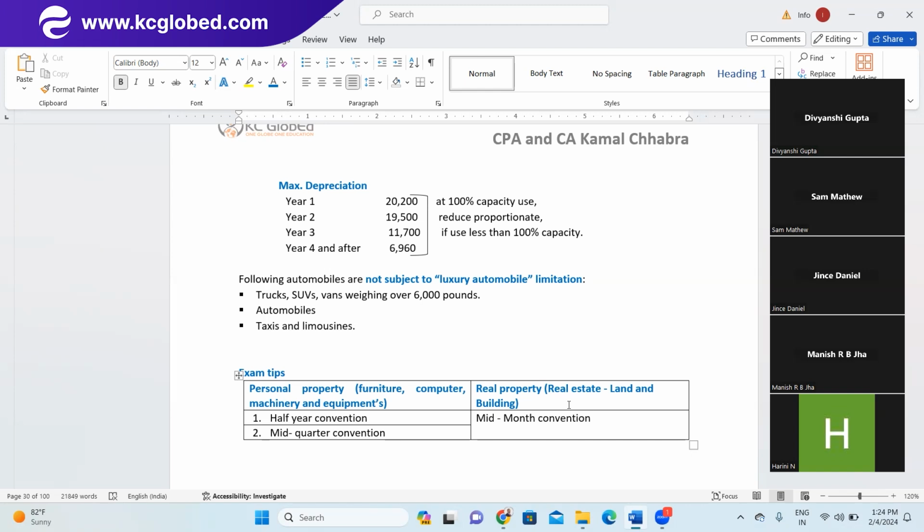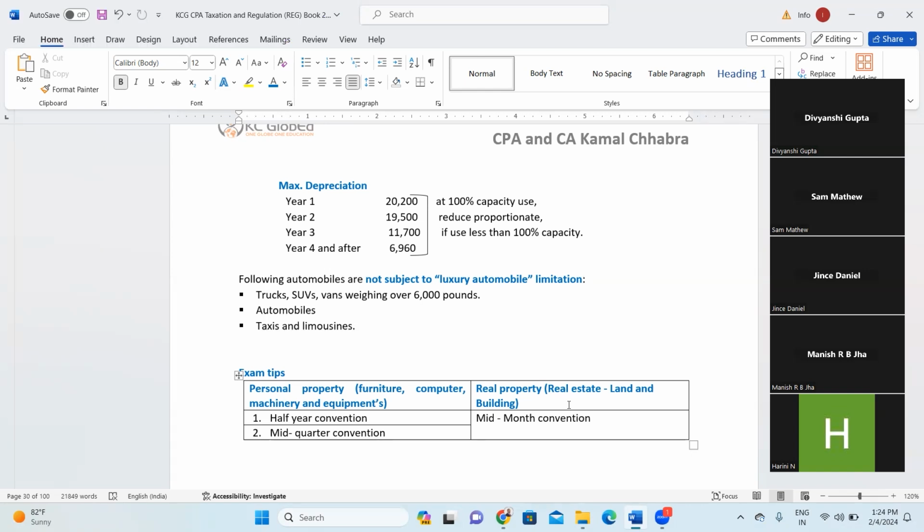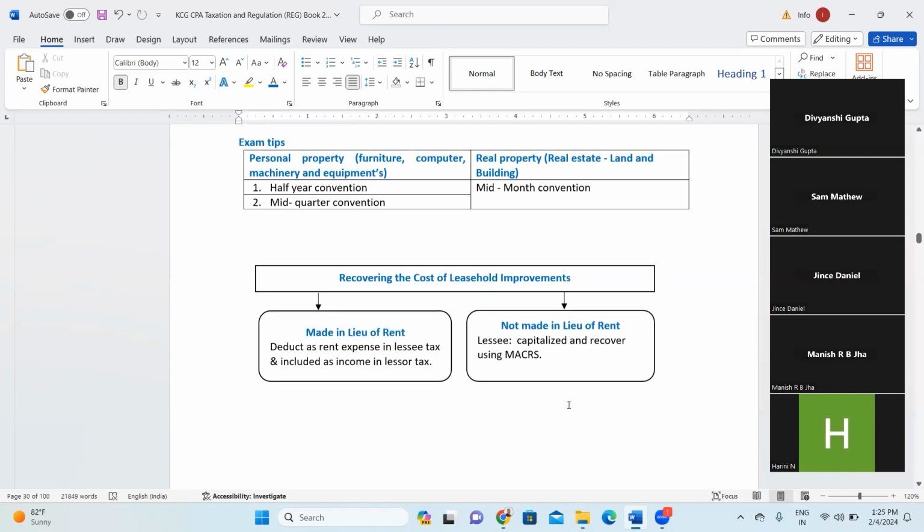Right? So exam tips here. For personal property, which is furniture, computer, machinery, equipment, you need to use the half-year convention method or mid-quarter convention method. For real property, only the mid-month convention method is allowed. Right? That we have discussed before the break.